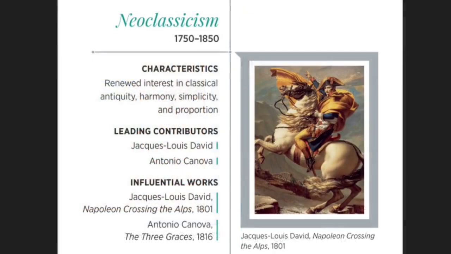Neoclassicism, 1750 to 1850. As its name suggests, the neoclassical period drew upon elements from classical antiquity. Archaeological ruins of ancient civilizations in Athens and Naples that were discovered at the time reignited a passion for all things past, and artists strove to recreate the great works of ancient art. This translated to a renewed interest in classical ideals of harmony, simplicity, and proportion.